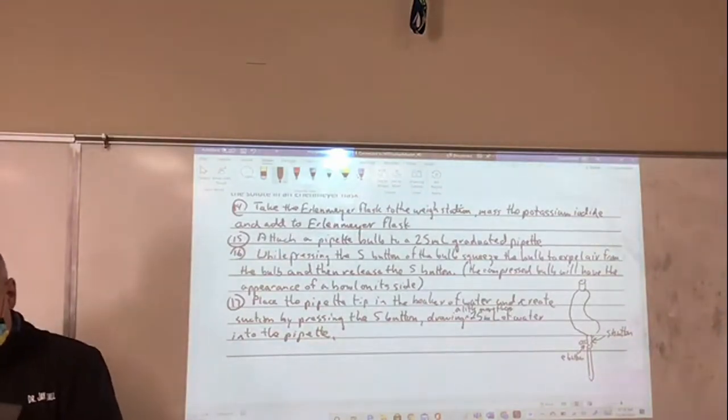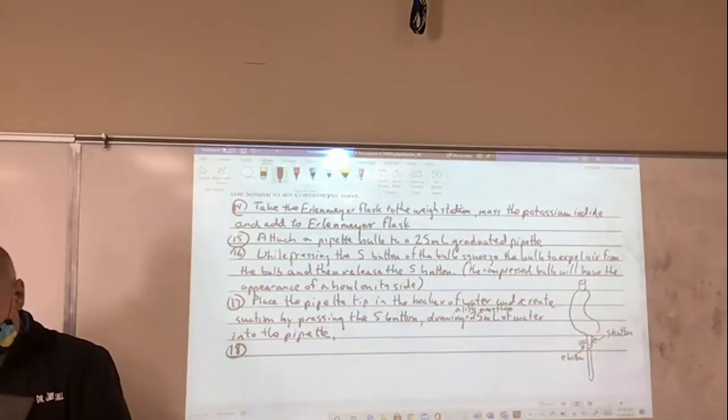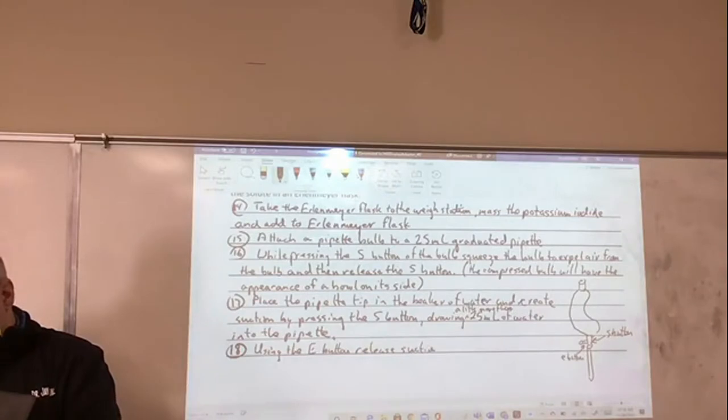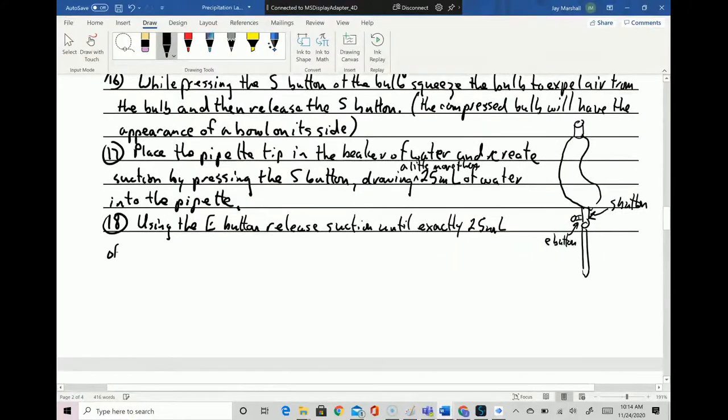Okay, so using the E button, release suction until exactly 25 milliliters of water remain in the pipette.